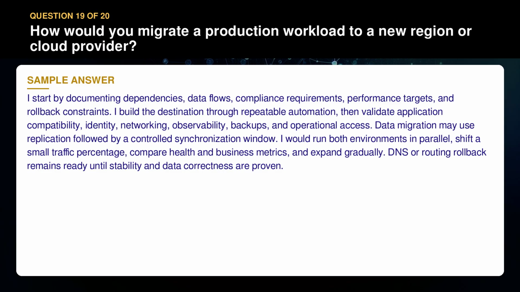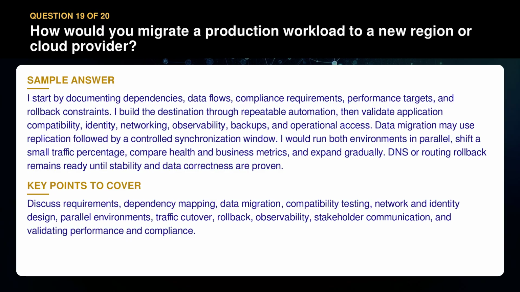I would run both environments in parallel, shift a small traffic percentage, compare health and business metrics, and expand gradually. DNS or routing rollback remains ready until stability and data correctness are proven. Discuss requirements, dependency mapping, data migration, compatibility testing, network and identity design, parallel environments, traffic cutover, rollback, observability, stakeholder communication, and validating performance and compliance.